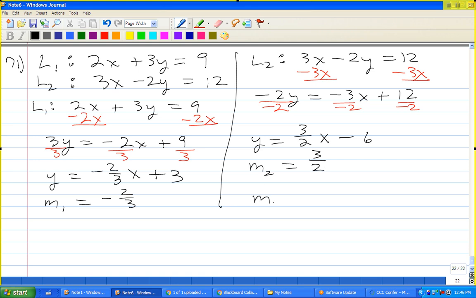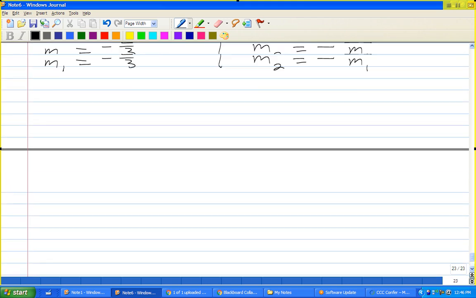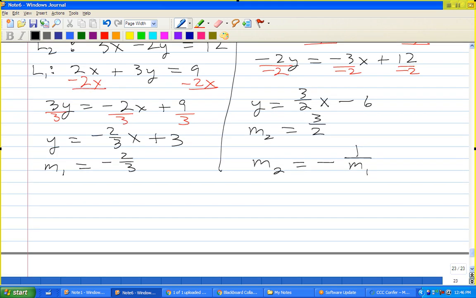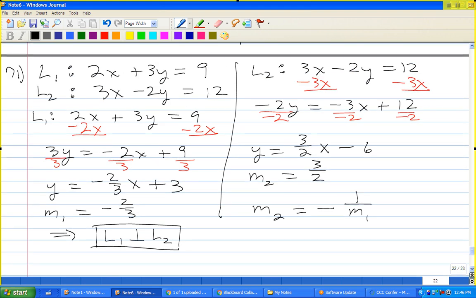So the slope of the second line is the negative reciprocal of the slope of the first line. Negative 2/3 is the negative reciprocal of positive 3/2. Notice one is negative, the other is positive. 2/3 and 3/2 are the same, except we've interchanged numerator and denominator. Therefore, these two lines are perpendicular. Okay, good.